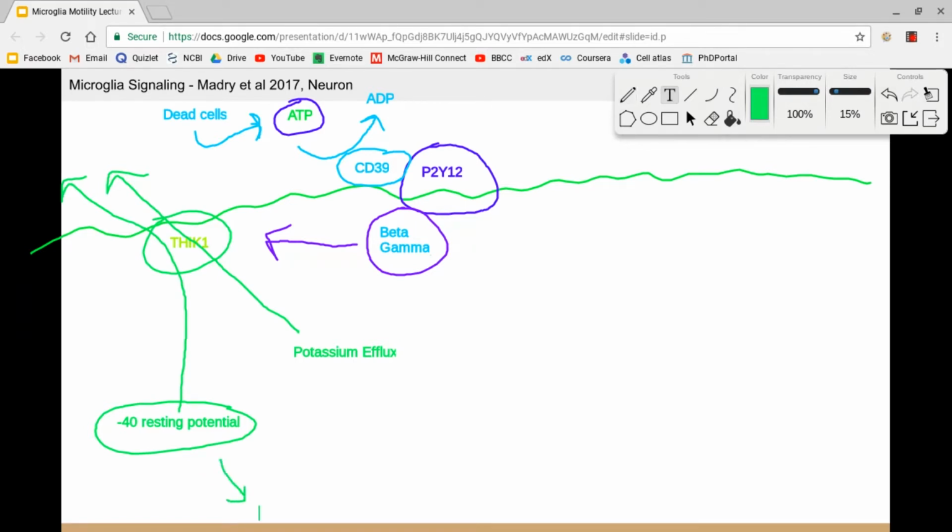This -40 resting potential is what's responsible for the ramified phenotype. So this is pretty important, right? The ramified phenotype is what we observe at a -40 resting potential, which is partially due to a low level efflux of potassium through THIK1. So THIK1 is actually required for the ramified phenotype.